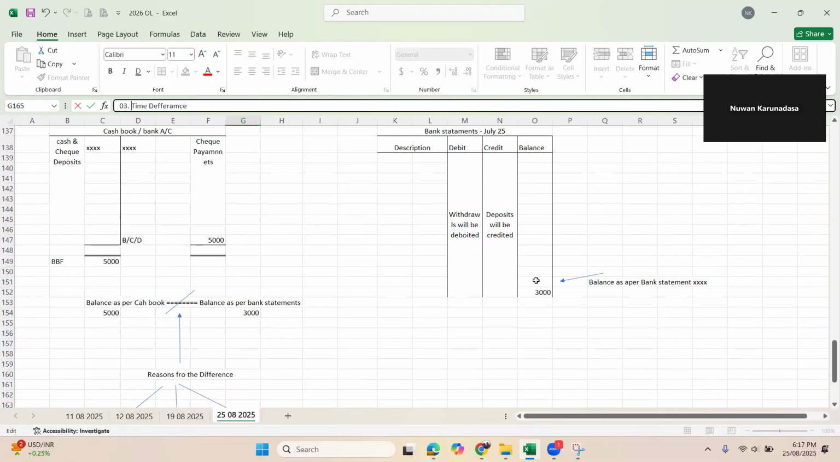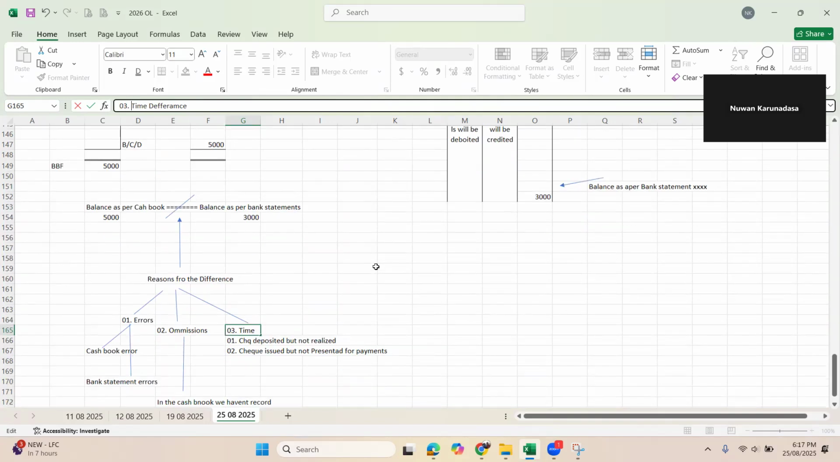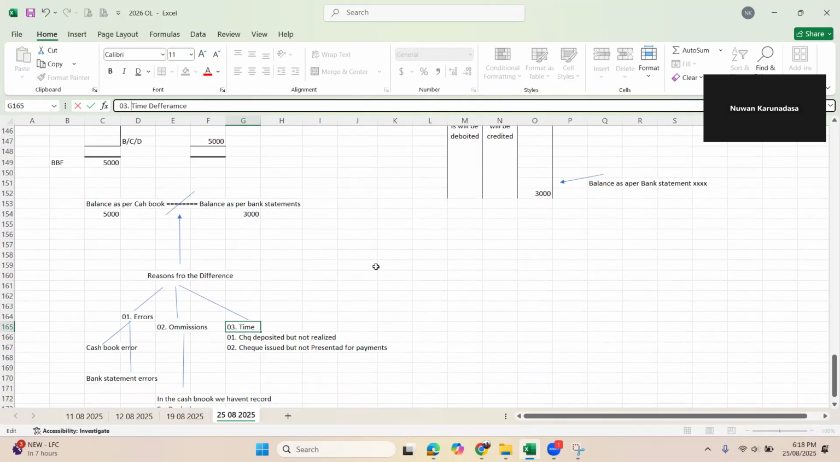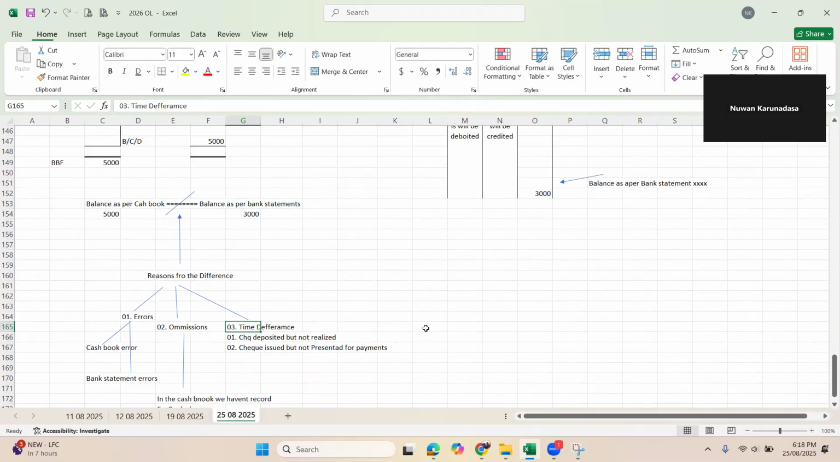Then we need to identify reasons why these balances are not the same. What are the things we have not recorded? What are the things the bank has not recorded? Then we need to identify reasons for the difference. These reasons may be due to an error on our side, or due to time differences: check deposited, we have deposited, but the realization has not happened. Or check issued, we have given the check, but it has not come to the bank for payments. Right? Very important. We'll see a question directly from the paper.